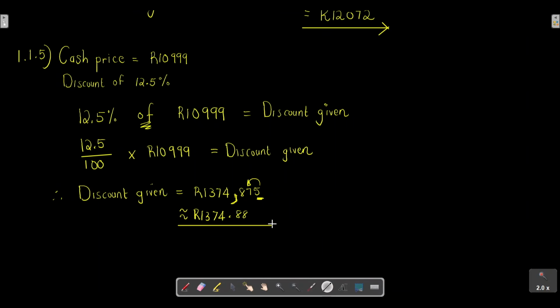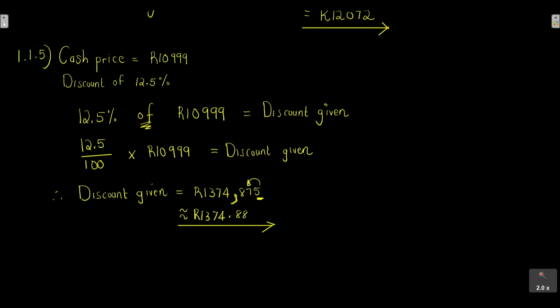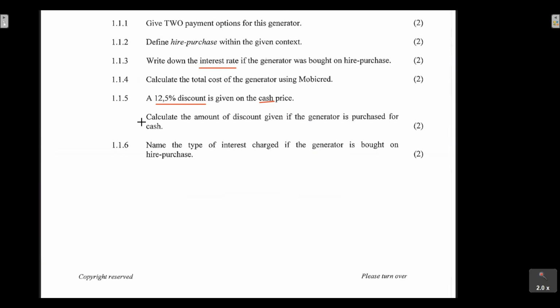So if you decided to buy this generator cash, you would get a discount of 1,374 rand and 88 cents. This discount is 12.5% of 10,999. I hope I didn't lose anyone there. Let's have a look at the last question.